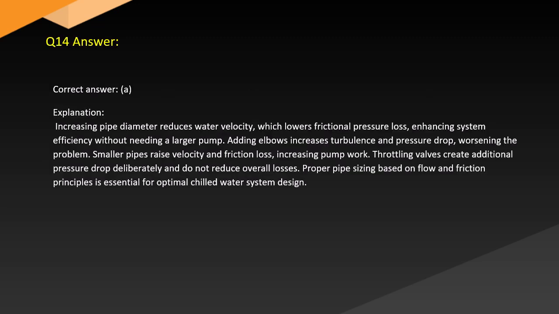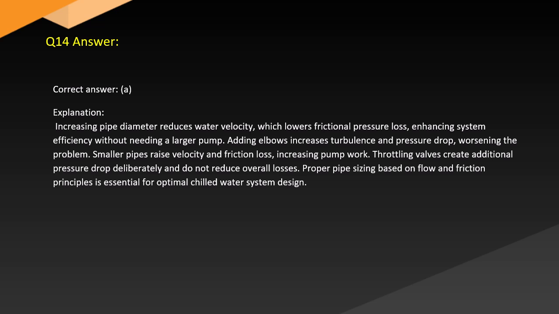Answer. Correct answer. A. Explanation. Increasing pipe diameter reduces water velocity, which lowers friction or pressure loss, enhancing system efficiency without needing a larger pump. Adding elbows increases turbulence and pressure drop, worsening the problem.